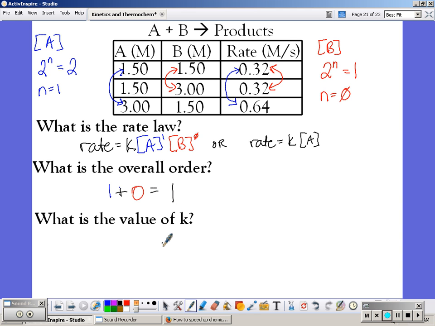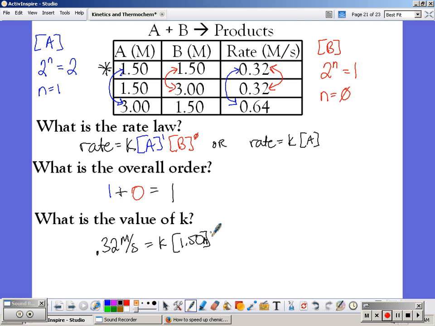Now what's the value of K? We're going to take one set of data and plug it into our rate law. So if we take the first set of data here and we plug it into our rate law, the rate is 0.32 molar per second. That equals K times A, which is 1.5 molar, and it's to the first.